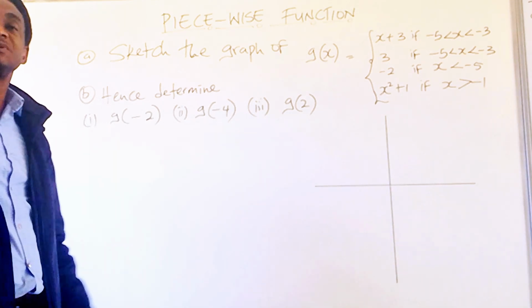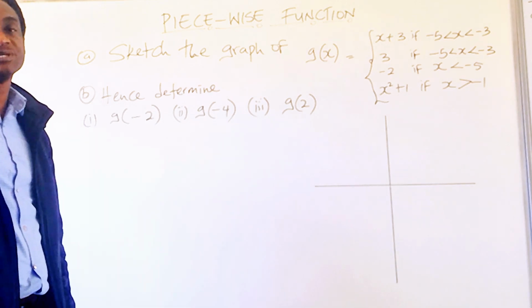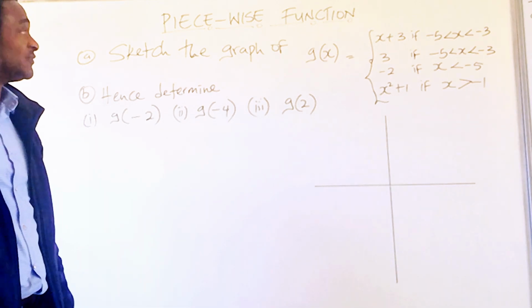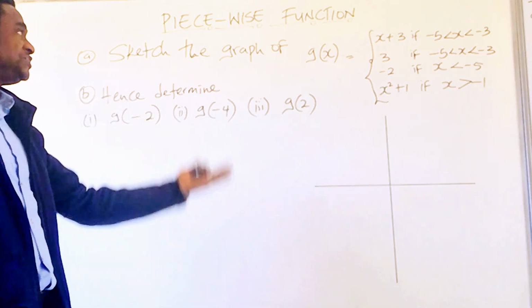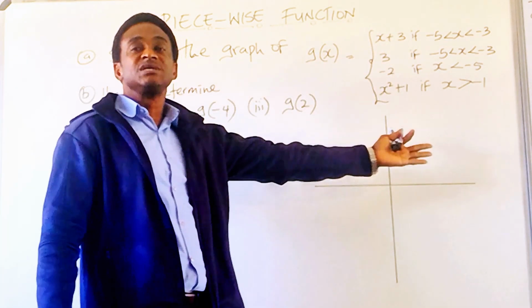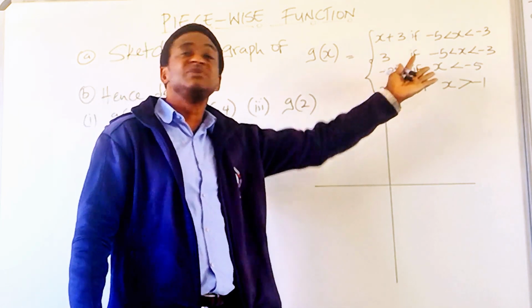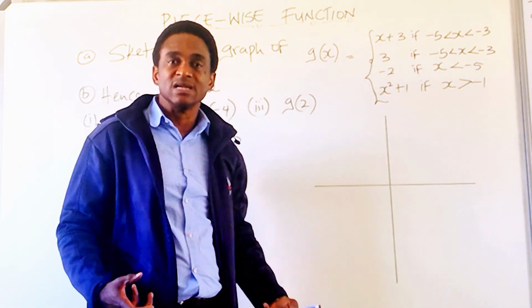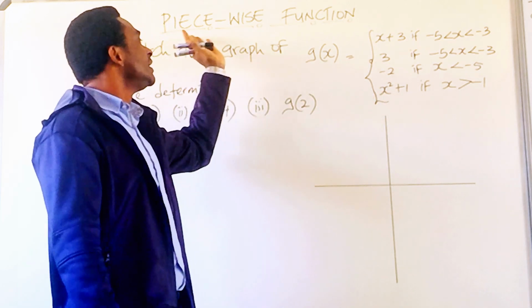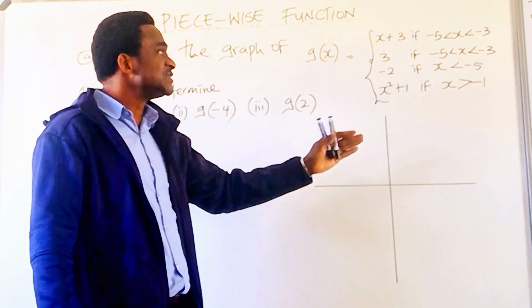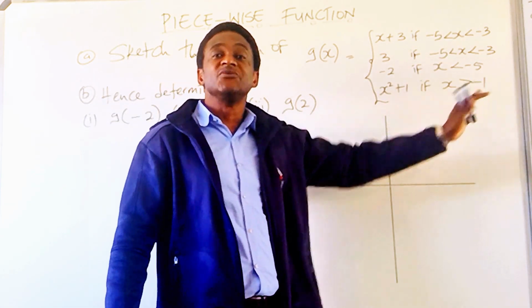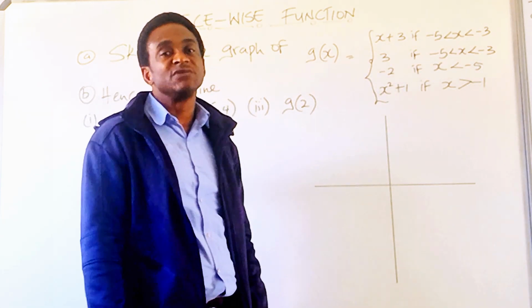Let's go into the question. We'll do more of the explanation as we try sketching the graph. The question is asking us to sketch the graph of g of x. This is the graph. It has many pieces all in one, hence the name piecewise. But these pieces can only be sketched if we obey the restriction placed on that particular function.